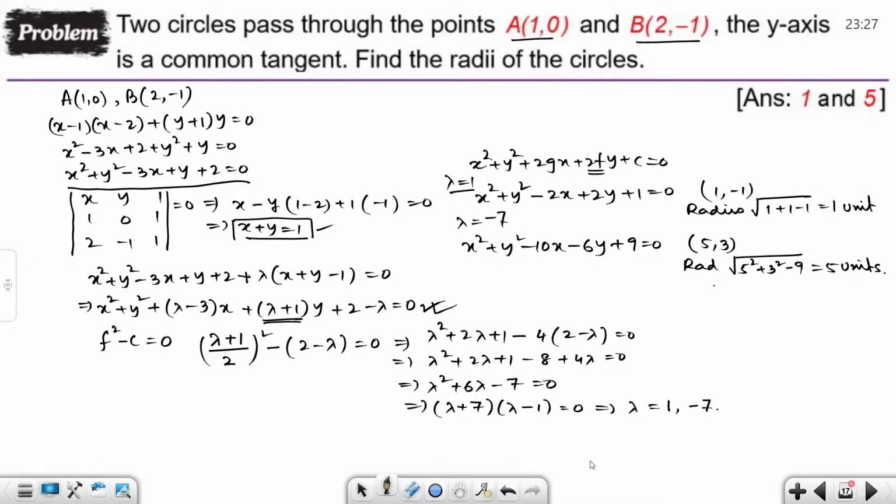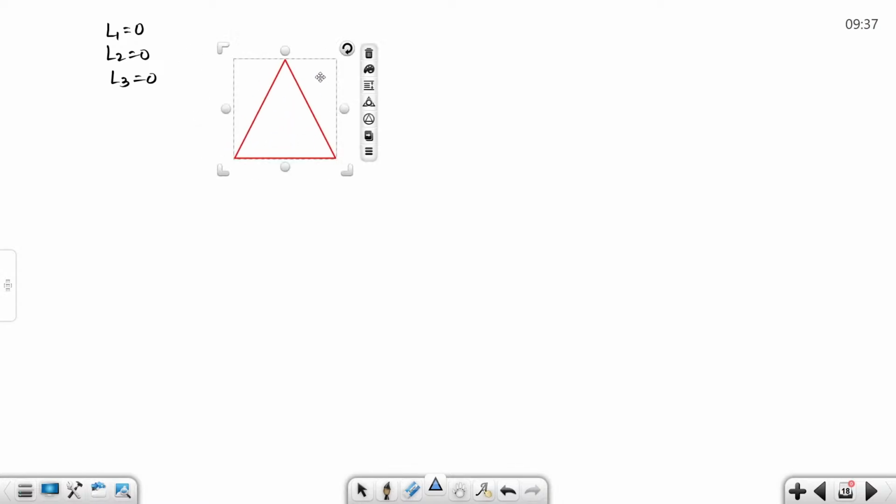Right? So now let us move to the next concept. Before that, let me give you an idea of what we are trying to do in the next part of the lecture. Suppose we have been given 3 lines, L1 equals to 0, L2 equals to 0 and L3 equals to 0. Now we are forming a triangle by using these 3 lines. Let us say the triangle is this one. Is it clear? This is the triangle.